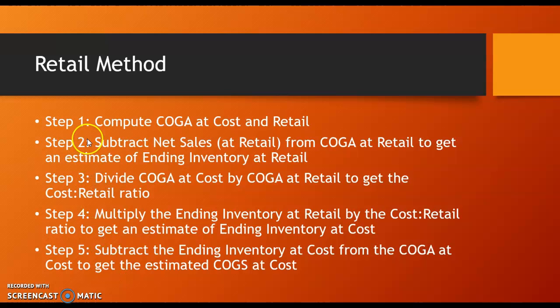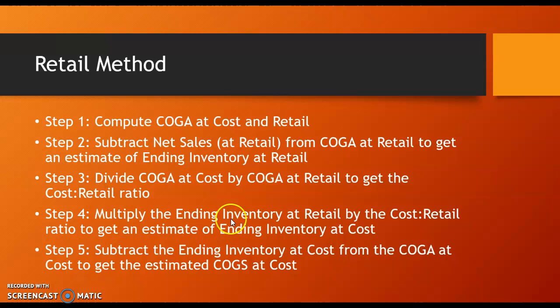So here are steps. Step 1, to compute the cost of goods available at cost and at retail price. Step 2, subtract the net sales at retail from cost of goods available at retail to get an estimate of the ending inventory at retail prices. Then step 3, divide the cost of goods available at cost by the cost of goods available at retail to get the cost to retail ratio.